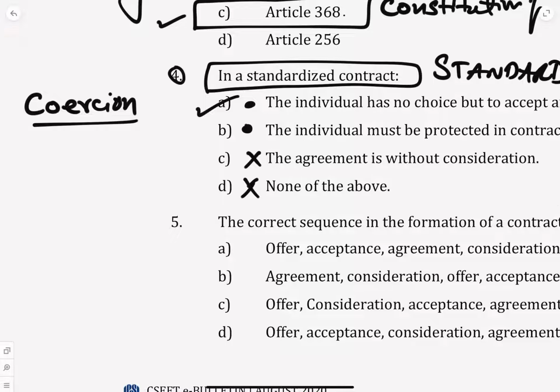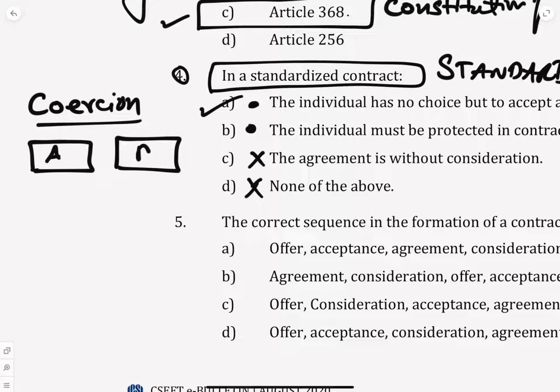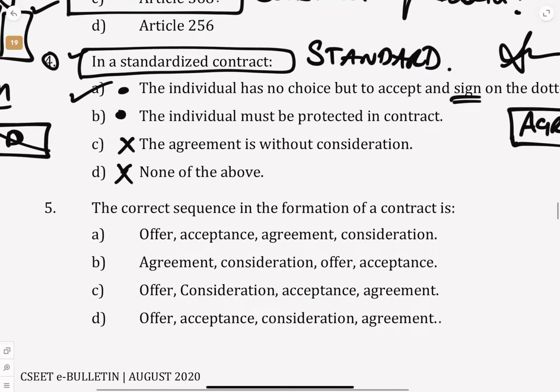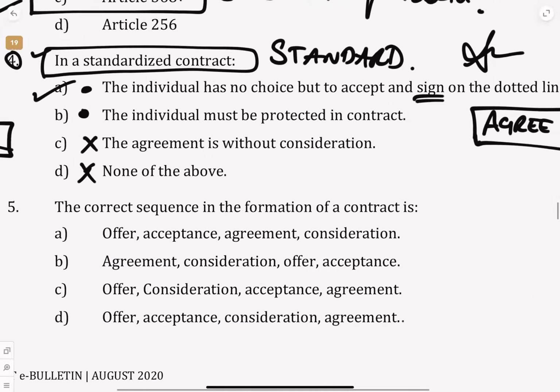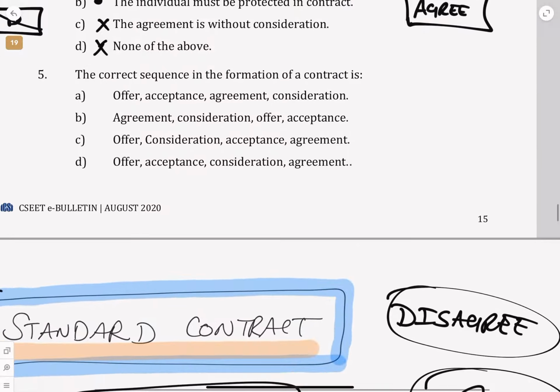No, it's not like that. See, you are given a choice. You will have two buttons: agree, disagree. If you read the standard contract completely, it will be a lot of pages. If you don't agree, you just click this, so you don't have to enter the contract. If you agree, then you can sign on the dotted line or you can accept it.